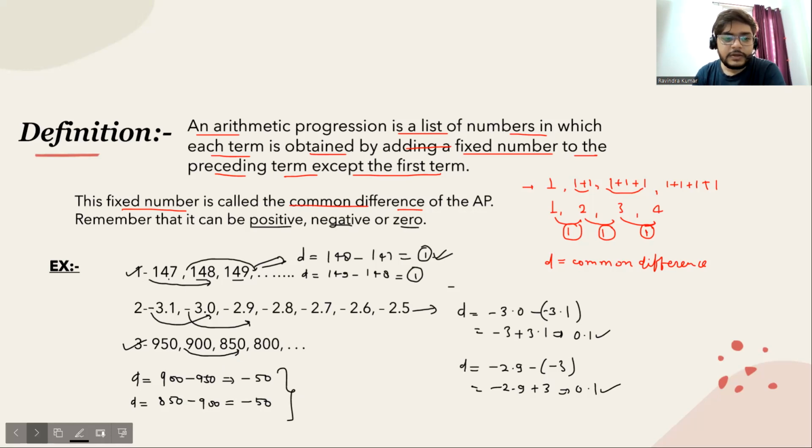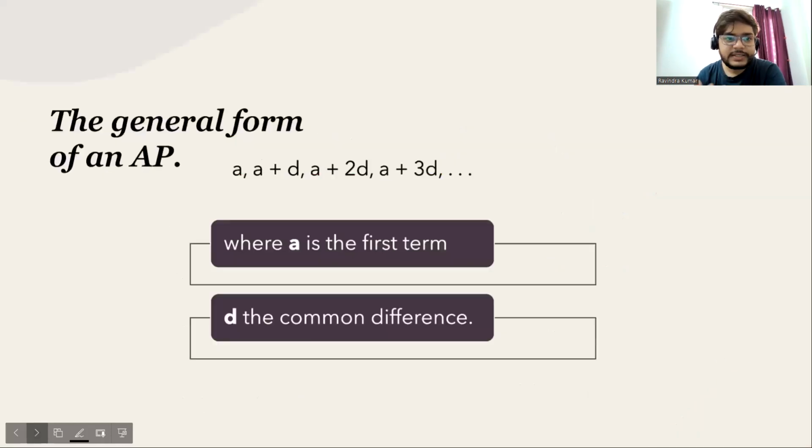Let's come to the second one, and this is the general form of AP. Let's say the first term is A. When you add D to the first term, D meaning common difference, right? So the second term will be A plus D. Got it?